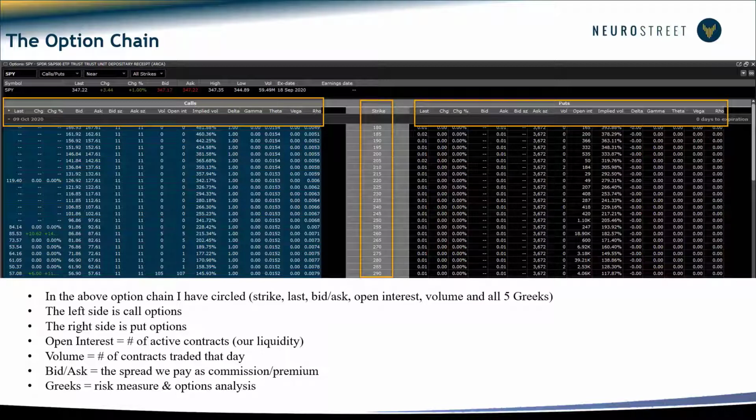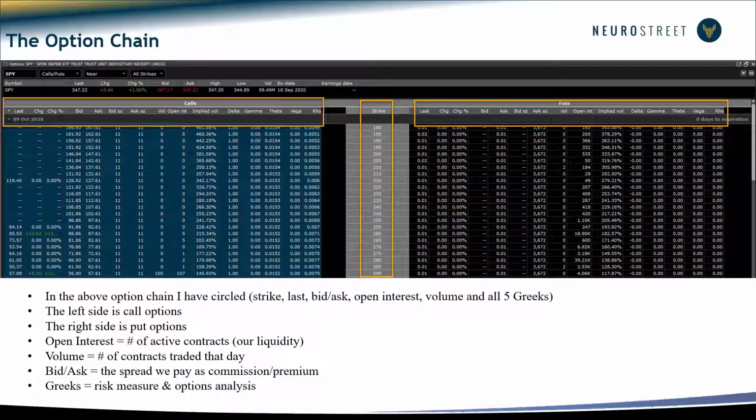So in the above example, you're going to see that I have an options chain. I took this screenshot from the QuestTrade platform, but we can look at some other examples off of, let's say, TradeStation or Thinkorswim and so forth. It says in the above option chain, I have circled the strike price, the last, bid and the ask, the open interest, the volume, and all 5 Greeks, okay?